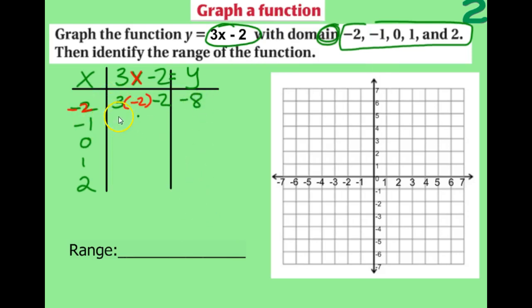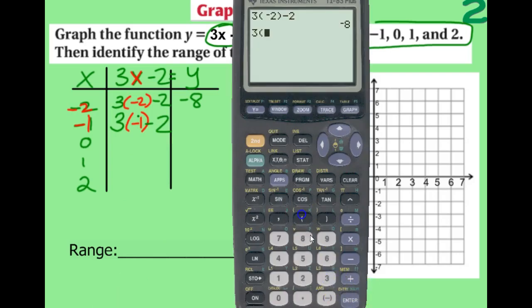Then we're going to plug in a -1. First it's 3 times x, which is a -1. And then we're going to subtract 2. Well, we know 3 times -1 is -3. A -3 and a -2, they're all negatives. You should get a -5, but if you want to double check using your calculator, you can. -5.